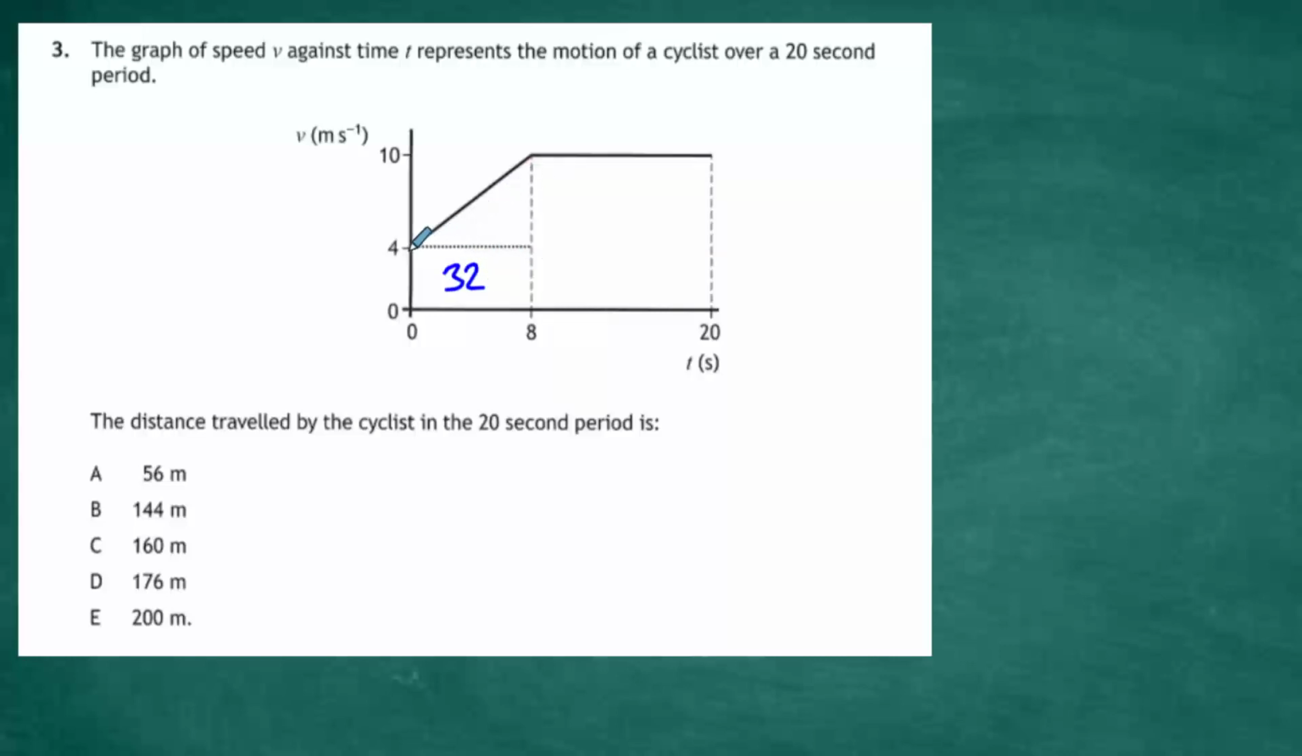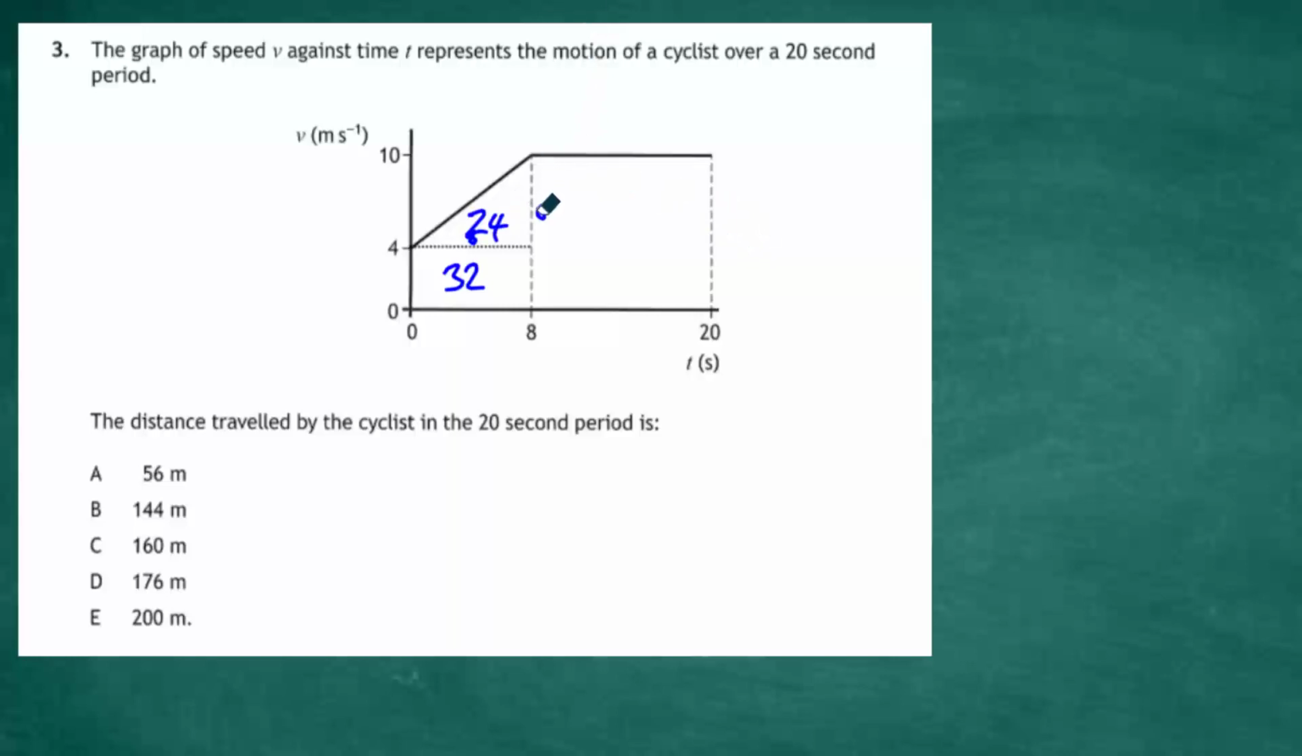This triangle here has got a base of 8 and a height of, be careful, it's got a height of 6 because it's going from 4 to 10, 6. So we're going to have a little triangle there of 8 and 6 height. So 8 sixes are 48, and a half of 48 is going to give you 24. So that area in there is going to be 24.